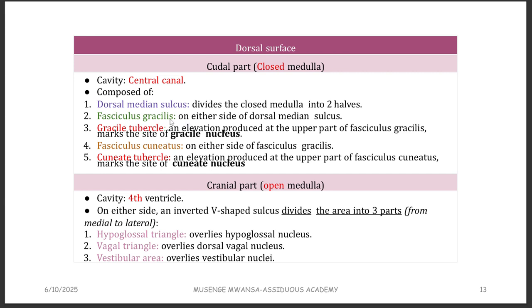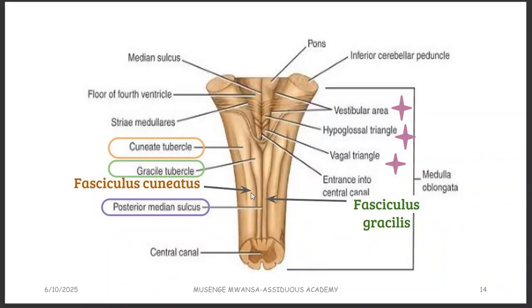Now, the fasciculus gracilis is a structure, and then that is going to be seen externally as a tubercle. A tubercle is an elevation that is produced at the upper part of the fasciculus gracilis. Okay, so inside you have got the fascicles, these fibers that are running. But when you look at it outside, you are going to see a tubercle. So this is the tubercle, the gracile tubercle. And when you go a bit lateral to the gracile tubercle, you are going to see the cuneate tubercle.